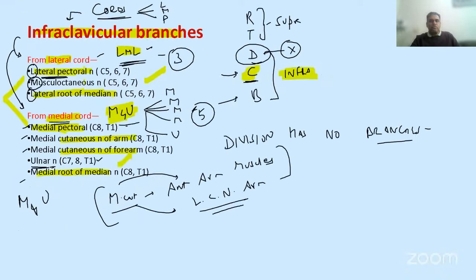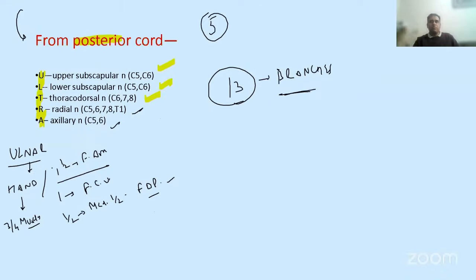Right? So from the lateral and medial cords we have covered what they supply. Posterior cord, we have the upper and lower subscapular nerves. They will supply which muscle? Subscapular, that is done. Thoracodorsal nerve. So what does it supply? Is it a cutaneous nerve? No. It supplies a muscle. Which muscle is that? That is the latissimus dorsi muscle.